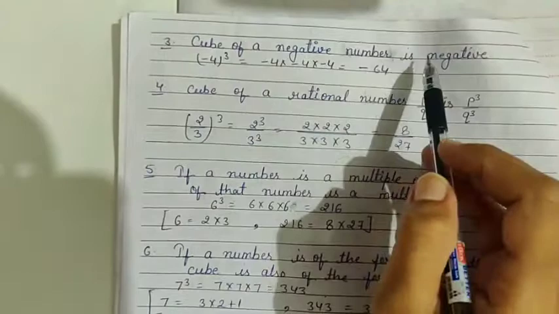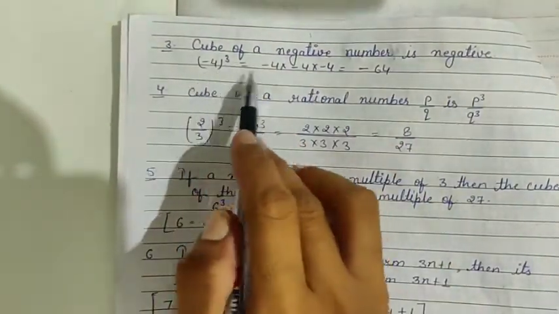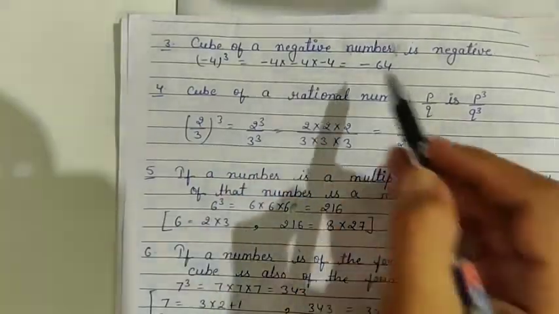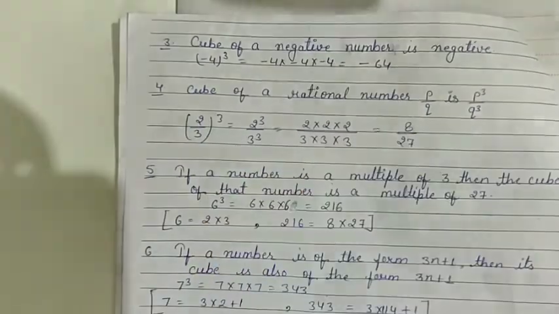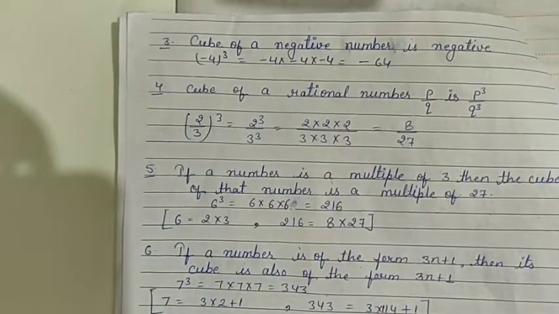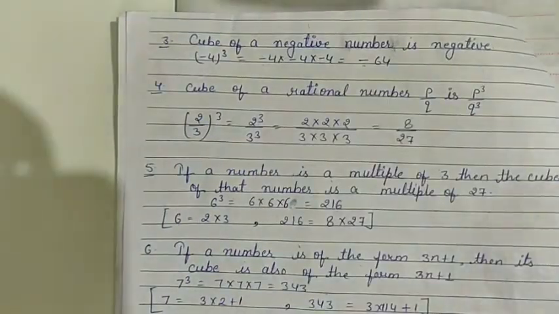Cube of a negative number is negative. For example, cube of -4 is equal to -4 into -4 into -4, and that is equal to -64. 4 into 4 into 4 is equal to 64. Minus, minus, minus: there are 3 negative signs, so the sign will also be negative.